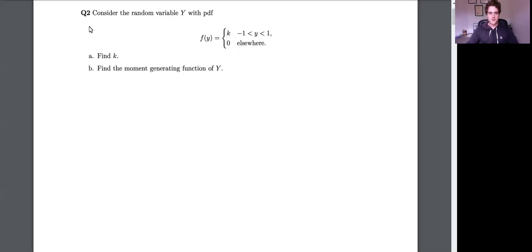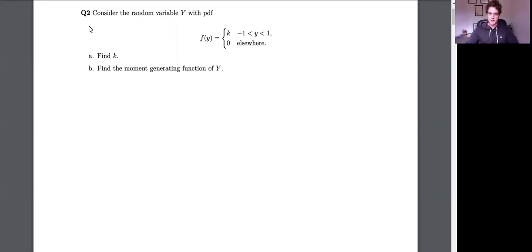Hi everyone. So in question 2 here, we're given that a random variable y has this PDF. So it takes some unknown value k when y is between -1 and 1, and it's 0 everywhere else. And in part A, we're asked to find a valid value of k to make this a proper probability PDF.